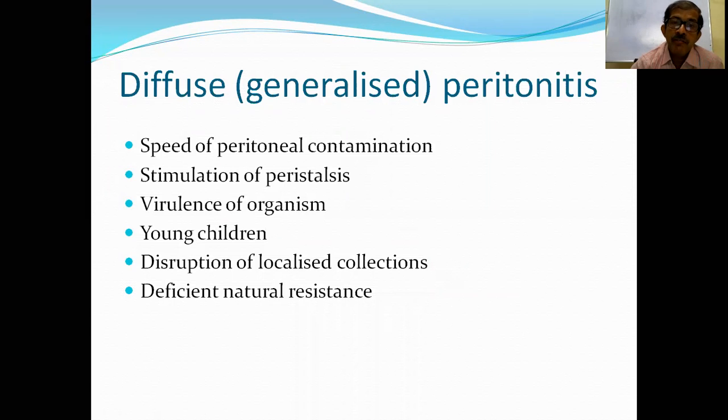So, speed of peritoneal contamination. Suppose there is a perforated duodenal ulcer. With force, there is ejection of the fluid. Though initially there is chemical peritonitis in a duodenal perforation, because the fluid is pouring out.